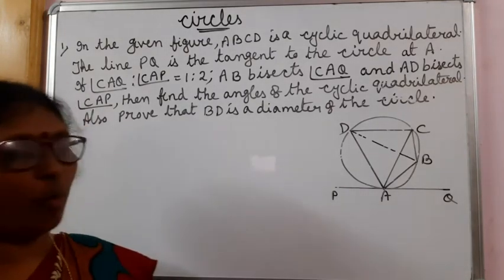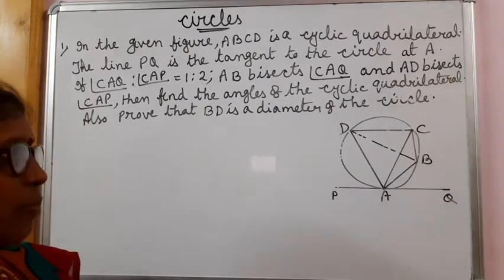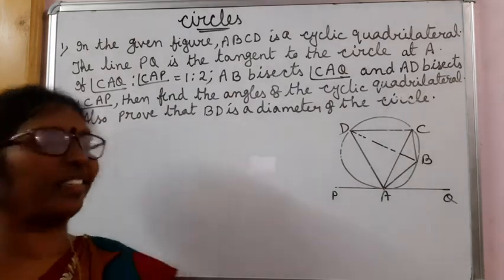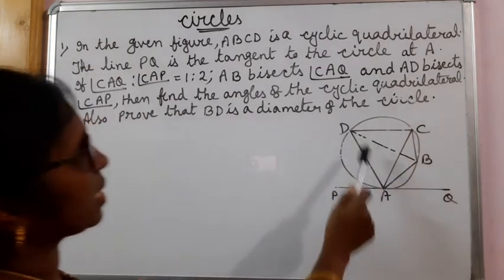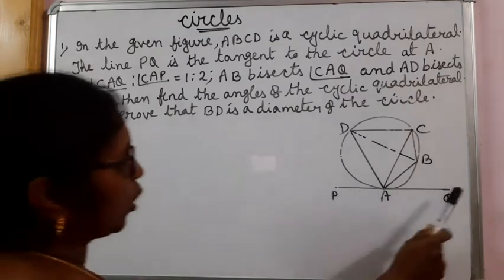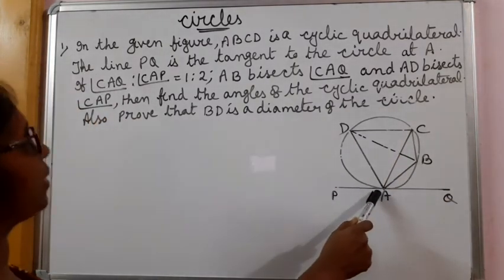Today let us have a problem based on circles. Figure based problem, very interesting question. This is the given figure. In this figure ABCD is a cyclic quadrilateral. PQ is a tangent to this circle at point A.